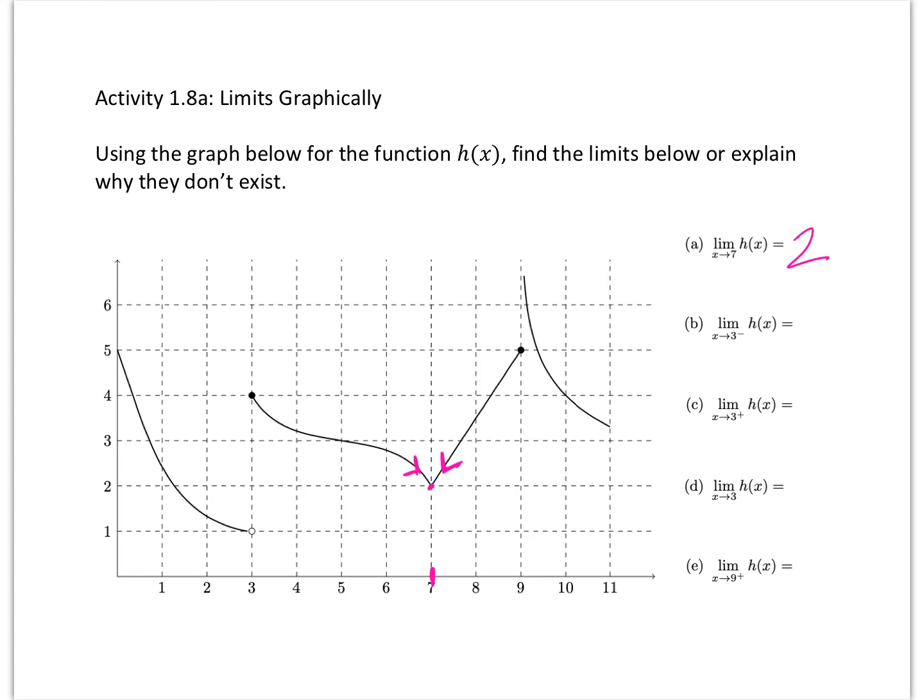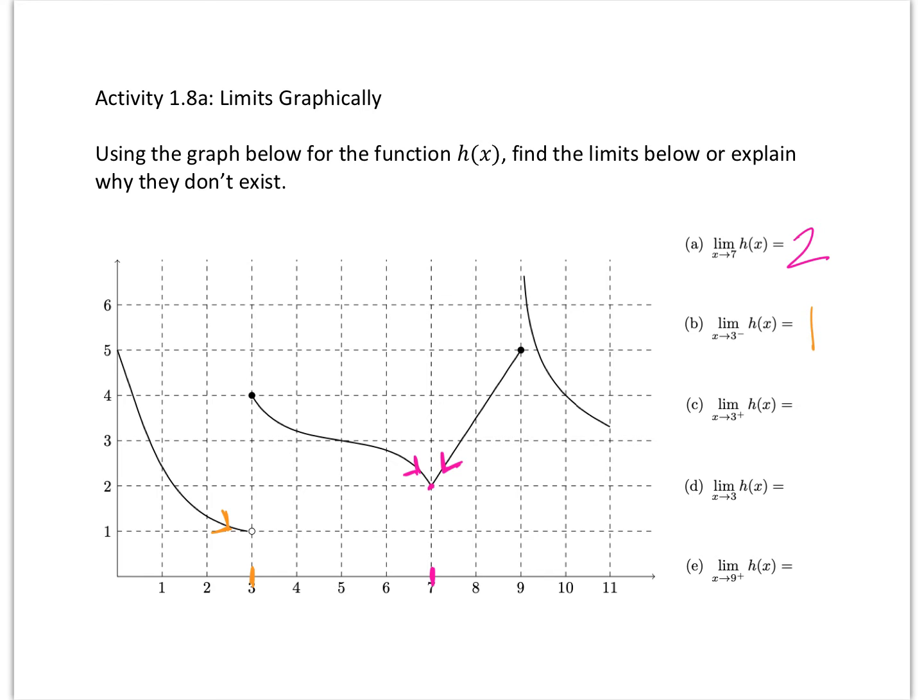Okay, the limit as x approaches 3 from the left. So first we find 3, it's right here. I just need one ant a little bit to the left because we're only approaching from the left. As this little ant marches along the curve towards x equals 3, it is approaching a y value of 1.